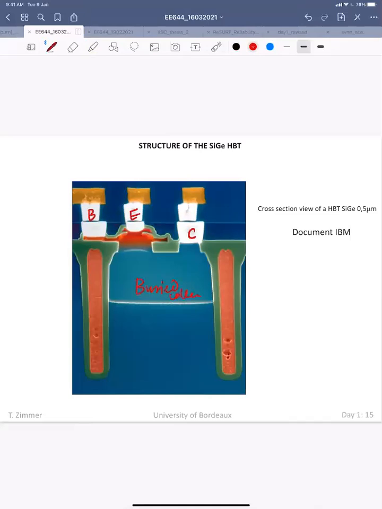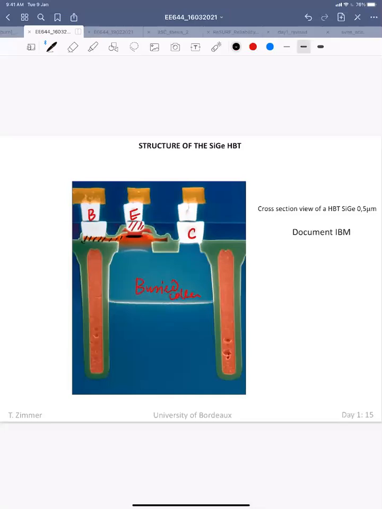And this is your emitter polysilicon. And you have your base poly, this is your base polysilicon, the base contact. Your base is somewhere here, you cannot really see it. The intrinsic base is contacted through polysilicon, and it goes to the contact, right?